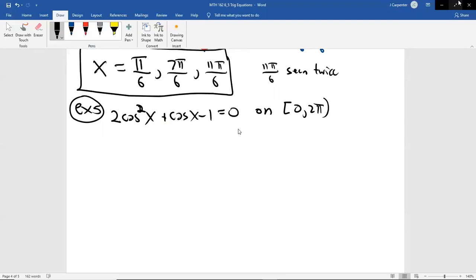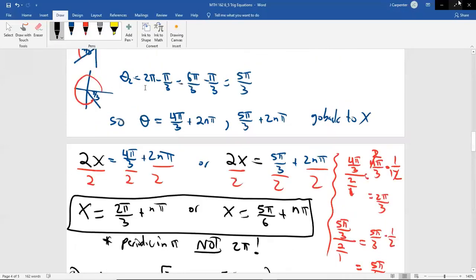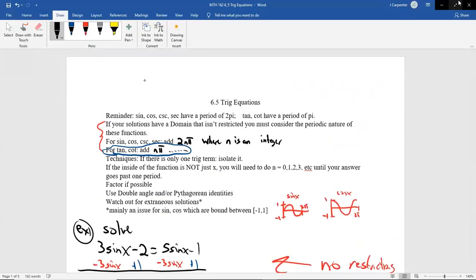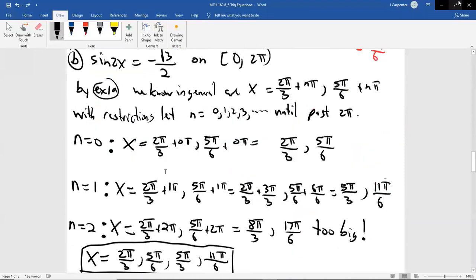All right, so back to the instructions. Scrolling, we're scrolling. Factor if possible. Now you might say, well, what about Pythagorean? Would that be helpful? Because I saw cosine squared. Maybe we want to make that 1 minus sine squared.